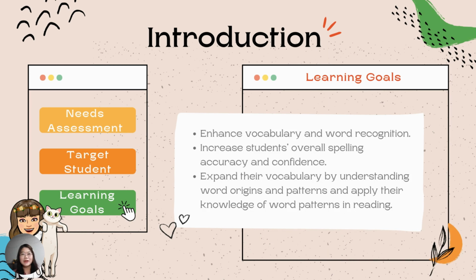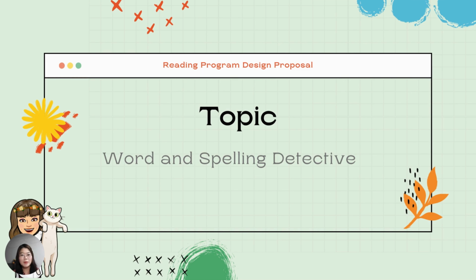And next one is about their learning goals. I hope that I can help them to enhance their vocabulary and word recognition, increase their overall spelling accuracy, and build their vocabulary and spelling confidence. Also expand their vocabulary by understanding word origins, for example, root words, suffixes, prefixes, and word patterns, and help them to apply their knowledge of word patterns in reading. So the topic I set for them is the word and spelling detective.